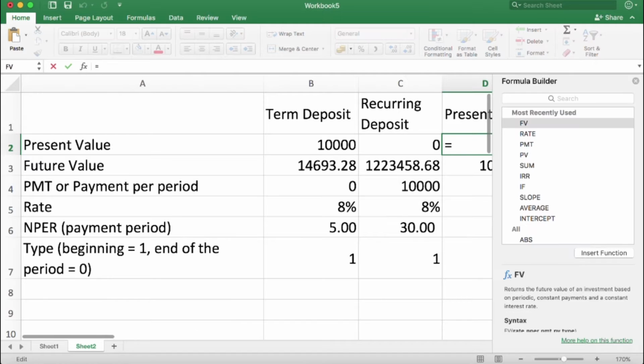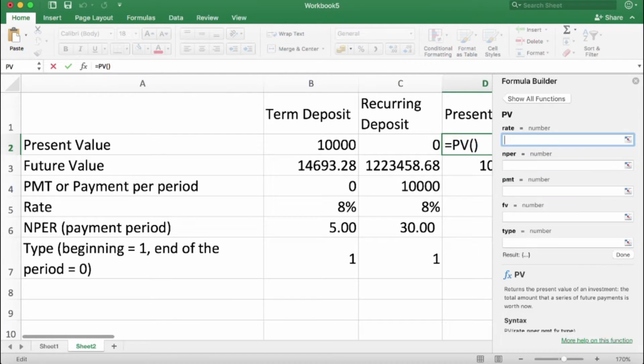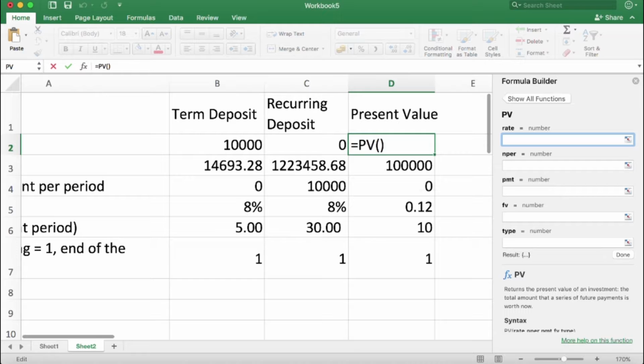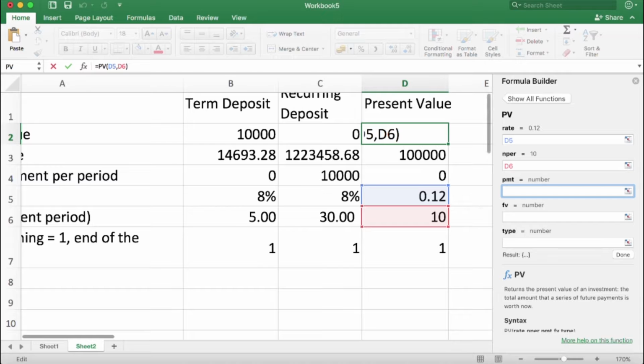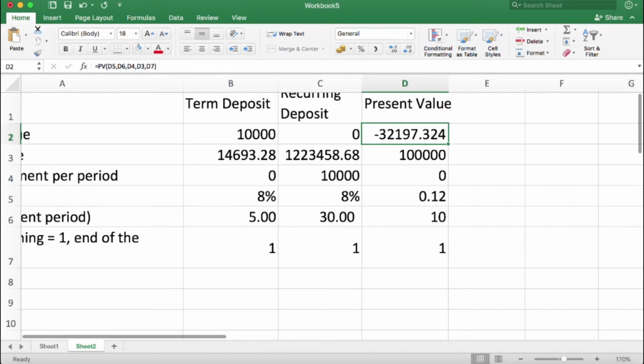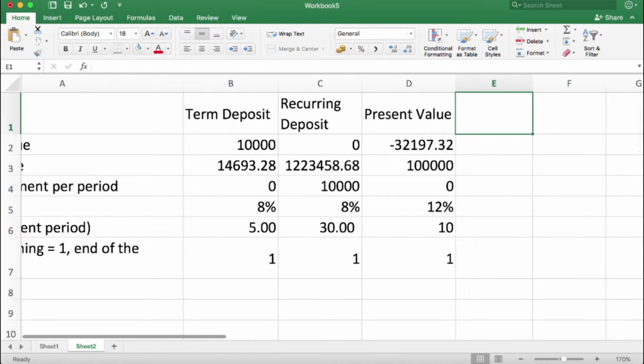So let's invoke the function. The function is present value, and we try to answer all the numbers here. Rate is 12%, NPER is 10 years, and PMT is 0. Future value is 100,000, type is 1. So what it says is that if we invest 32,197.32 at 12% interest rate over a period of the next 10 years, it matures as 100,000. Our next problem is a pension problem.